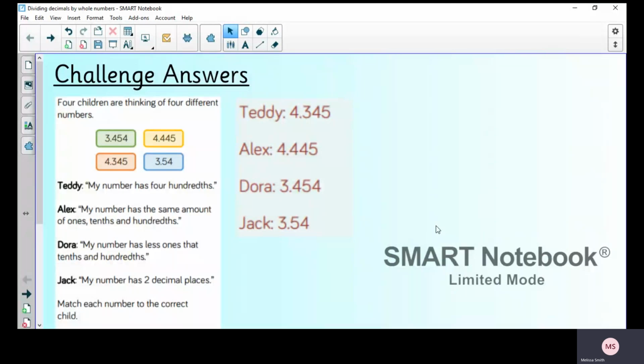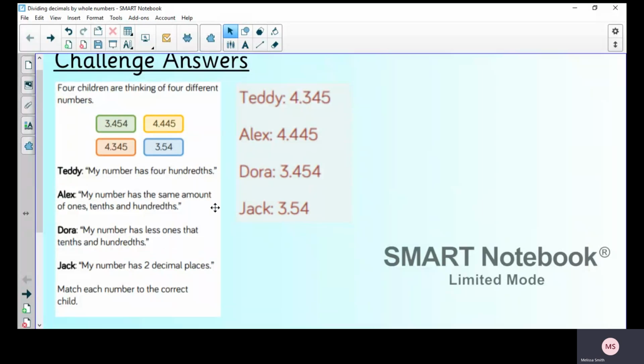Let's get straight to it and have a look at the challenge answers from yesterday's challenge. So hopefully you've done process of elimination to work out which number the statement matched to. Probably the easiest one to start with was Jack's here because it says my number has 2 decimal places. That's 2 numbers after the decimal point. So you can see the answer here for Jack, 3.54.